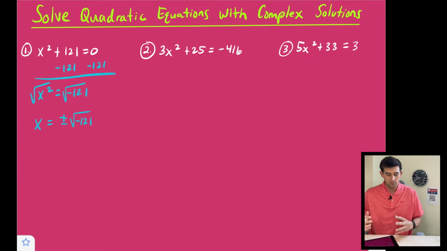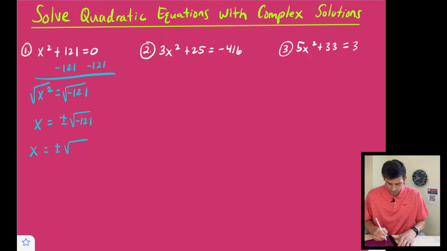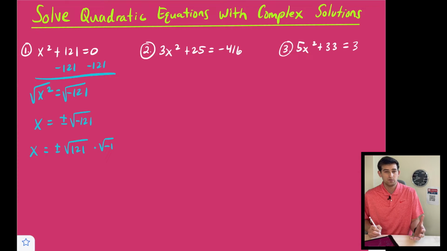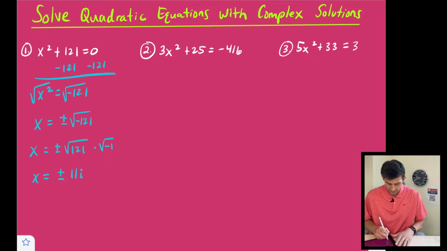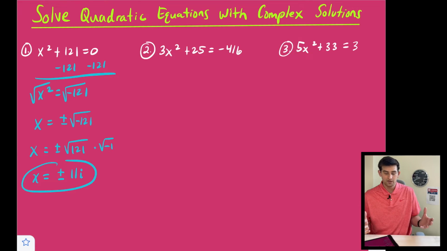And so now let's break this apart. We know that we have plus or minus, and then the square root of 121 times the square root of negative 1, right? So the square root of 121 is a perfect square, that'd be 11. And then the square root of negative 1 we represent as the unit i. So we could write this as x is equal to positive or negative 11i. Okay, so we have two solutions, positive 11i and negative 11i, right?